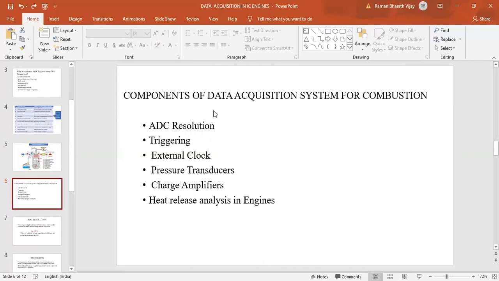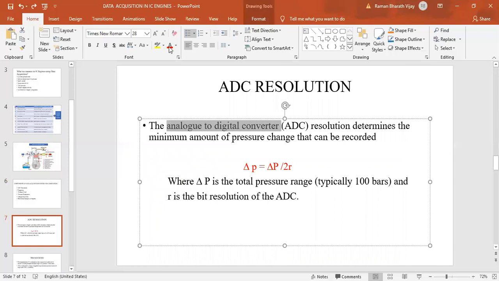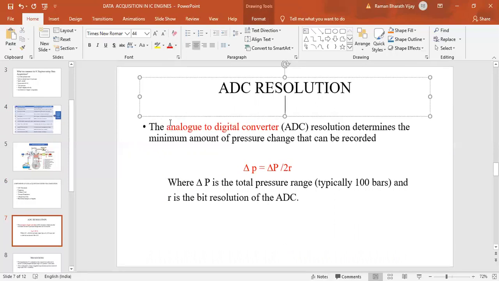Okay. First we will see what is ADC. So ADC: A for analog, D for digital, C for converter. It is an analog to digital converter. Okay. So what is the purpose of ADC resolution? If there is any pressure change, that can be recorded using this ADC resolution.